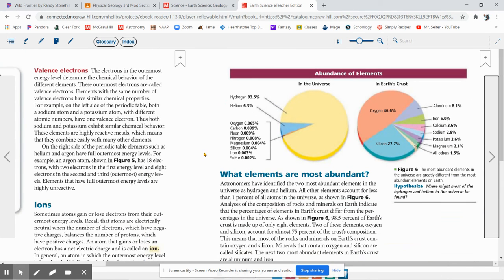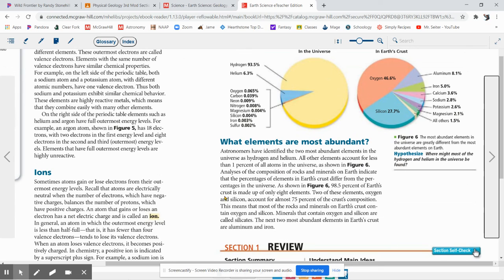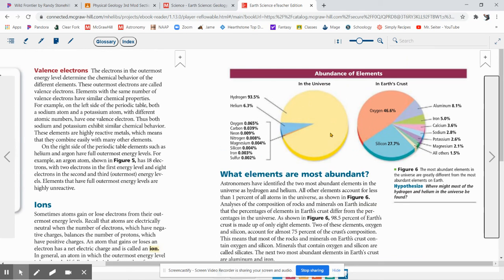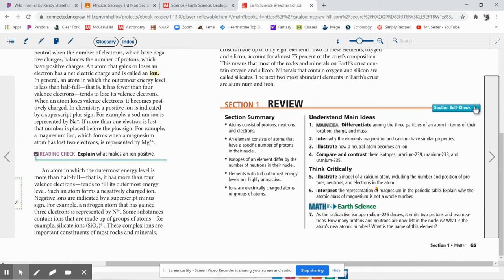And then it asks you here which elements are most abundant. Easy enough. Here they are: oxygen, silicon, aluminum. And here's the most abundant elements in the universe and in Earth's crust. I hope this helped you with refreshing yourself with atoms and the periodic table.